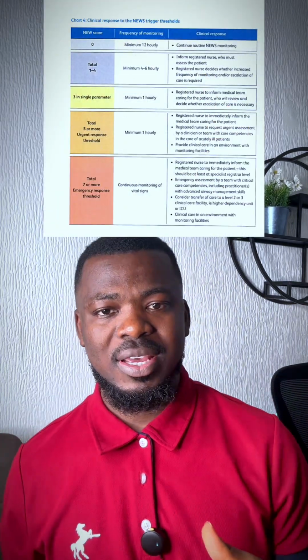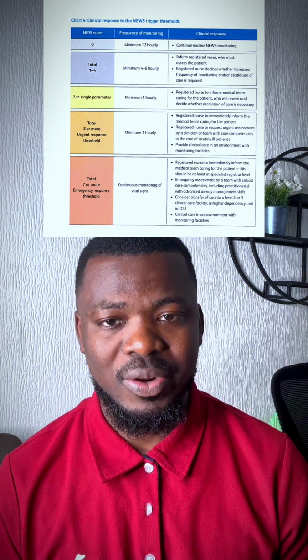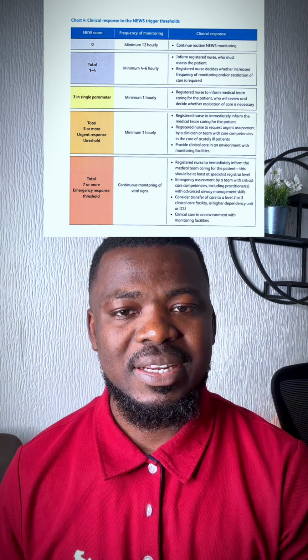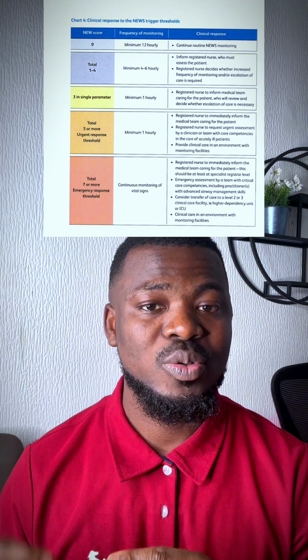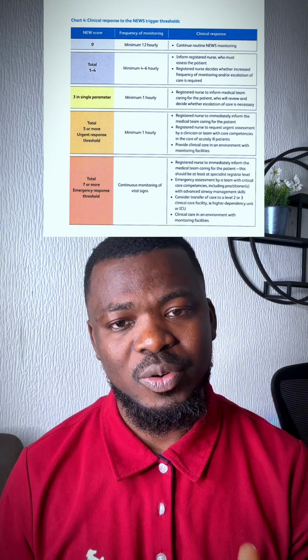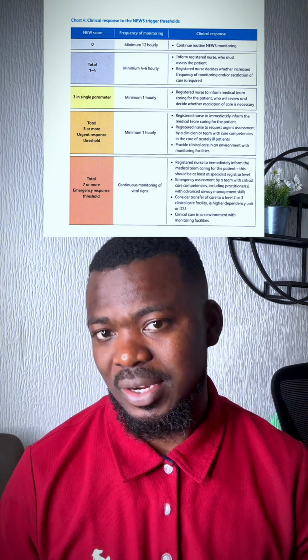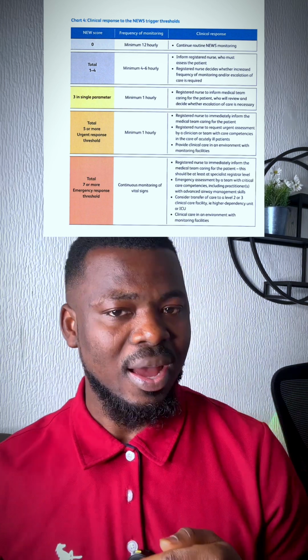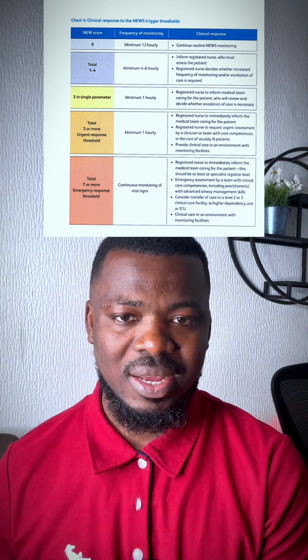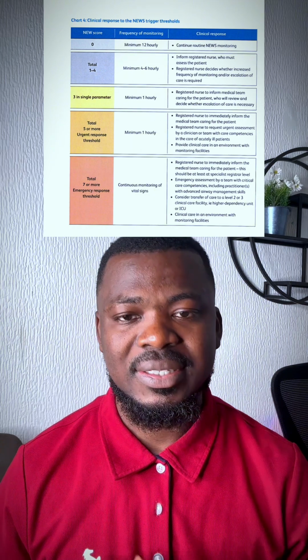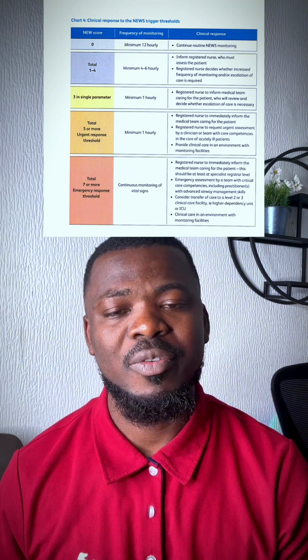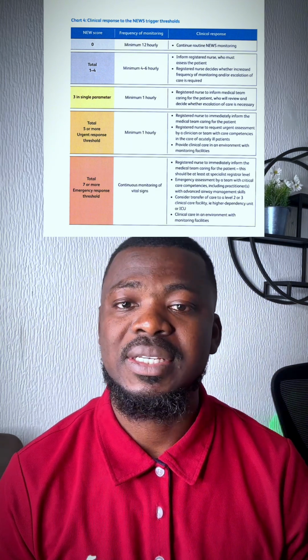And there's a clear-cut criteria for giving the monitoring frequency based on the NEWS total. According to the UK NMC or the system of the NEWS scoring, it's made in such a way that if your NEWS total is equal to 0, then the monitoring frequency should be a minimum of 12 hourly. It goes on to say that if the NEWS total is 1 to 4, then your monitoring frequency should be a minimum of 4, 5, or 6 hourly.